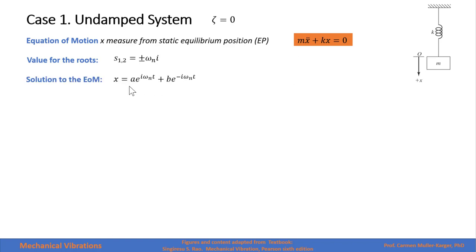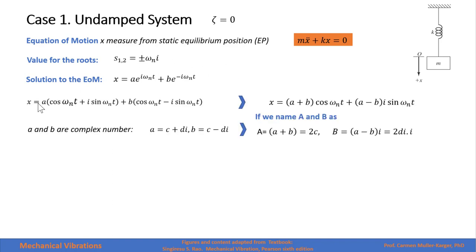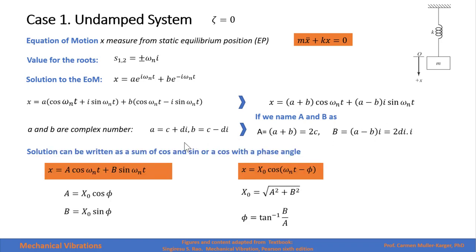The solution is this one right here when we introduce the roots of our polynomial, and we can expand that using the Euler formula. And since a and b are also imaginary, we can convert that to a real variable by adding those two terms and these two terms. And finally, we have the solution that we can express as a combination of cosine and sine functions, or a single cosine with a phase angle.